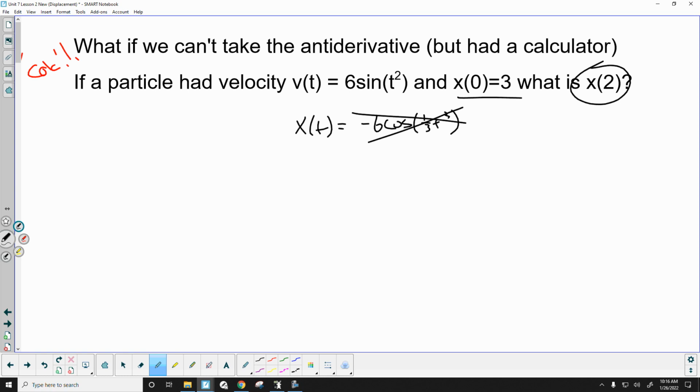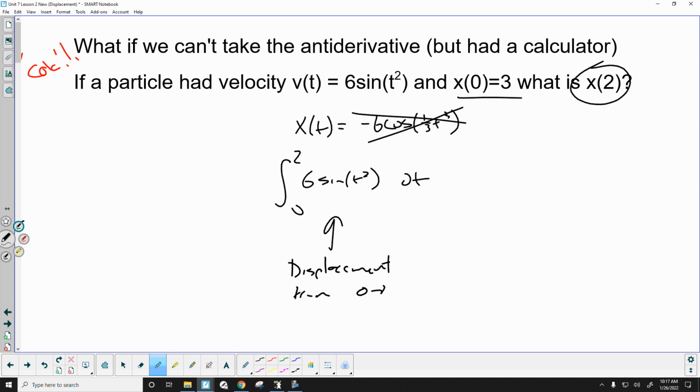Dude started at position 3. Where's the dude at position 2? You will not be able to take the antiderivative. You will not be able to find C. You will only be able to use your calculator's ability to find areas to accumulate velocities, which are displacement. It's how far I ended up versus where I started. I will take that displacement and add it to my known position. And that'll give me my future position. Okay?